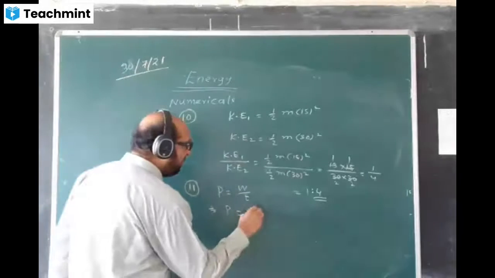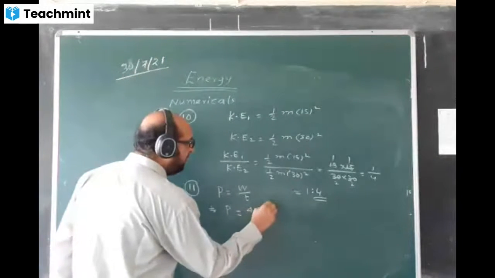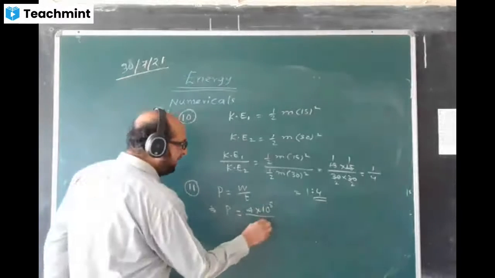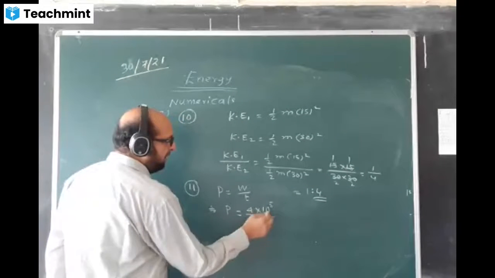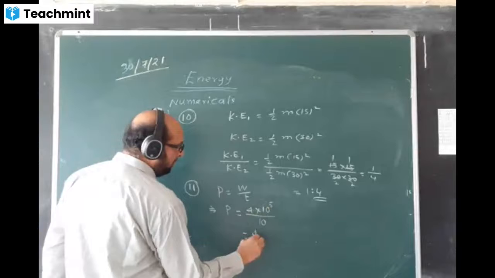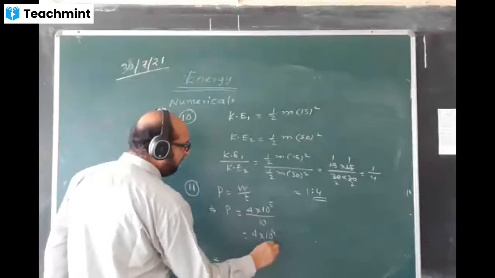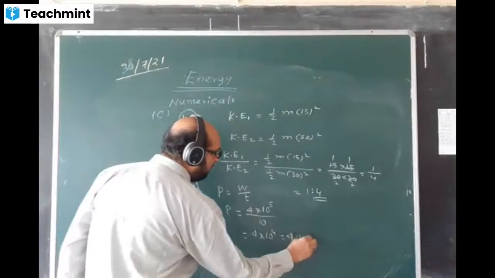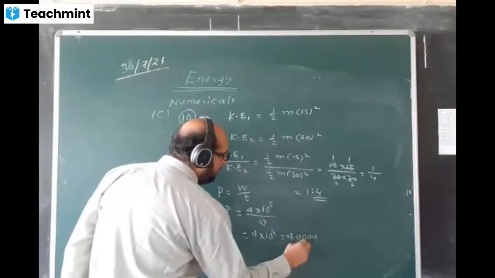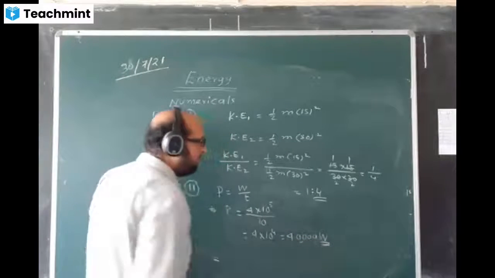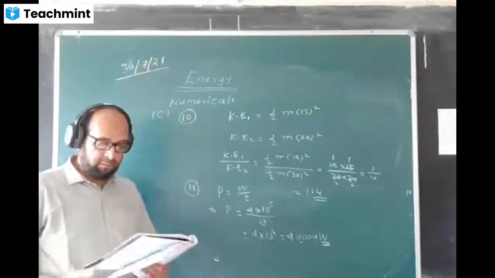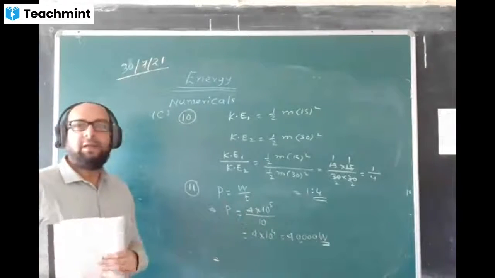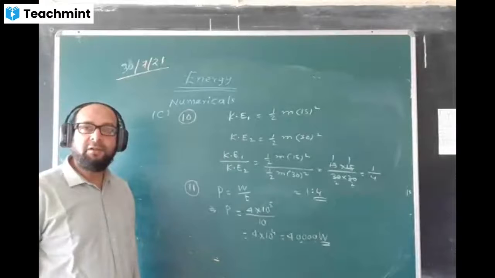4 into 10 to the power of 5. Time is given how much? 10 seconds, right? This 10 will remove one 0 here, so that is 4 into 10 to the power of 4. You can write the answer like this, or you can write 40,000 watts. Unit of power is watt. The answer is 40,000 watts, or 4 into 10 to the power of 4 watts. In any one of the formats, you can leave the answer.